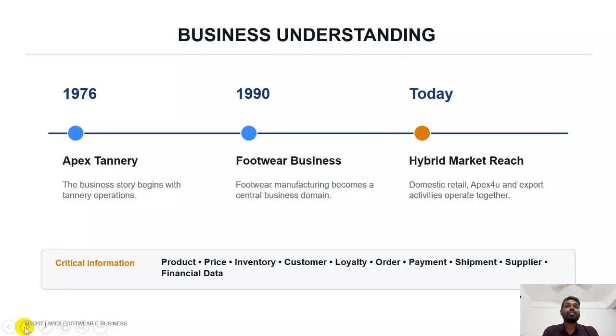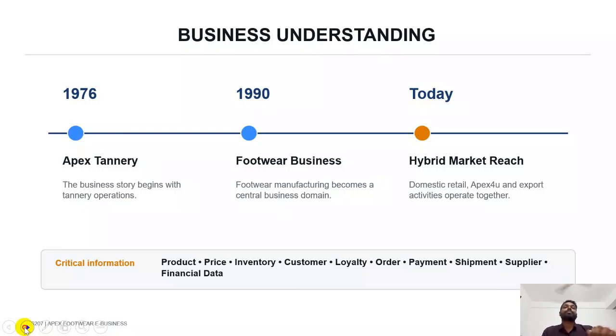Because of this broad business scope, Apex needs to manage many types of information. For example, product information, pricing, inventory, customer information, loyalty, orders, payments, shipments, suppliers, and financial information. From an MIS perspective, this is very important. The larger and more connected the business becomes, the more important it is to have reliable, timely, and coordinated information.